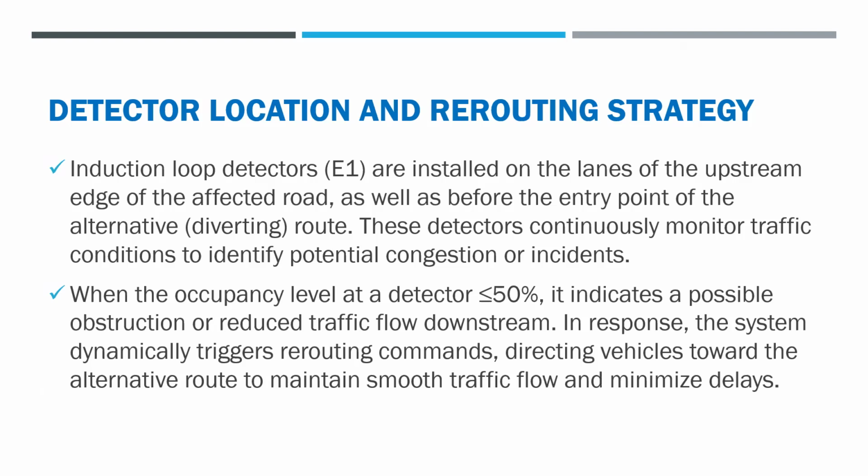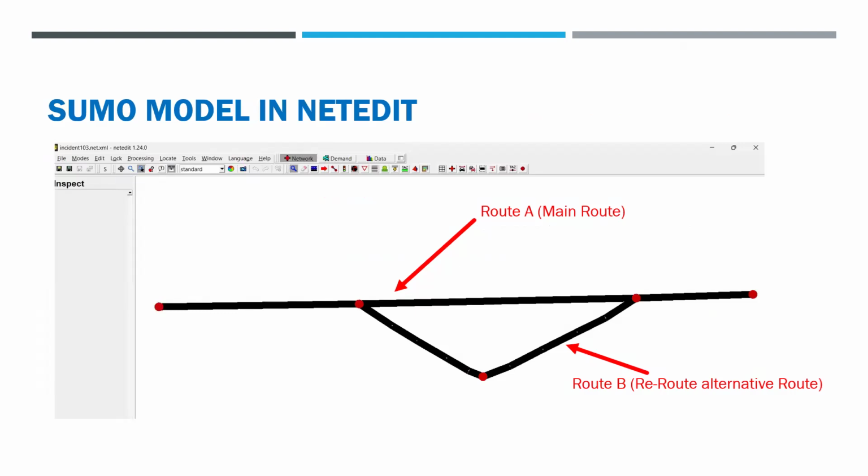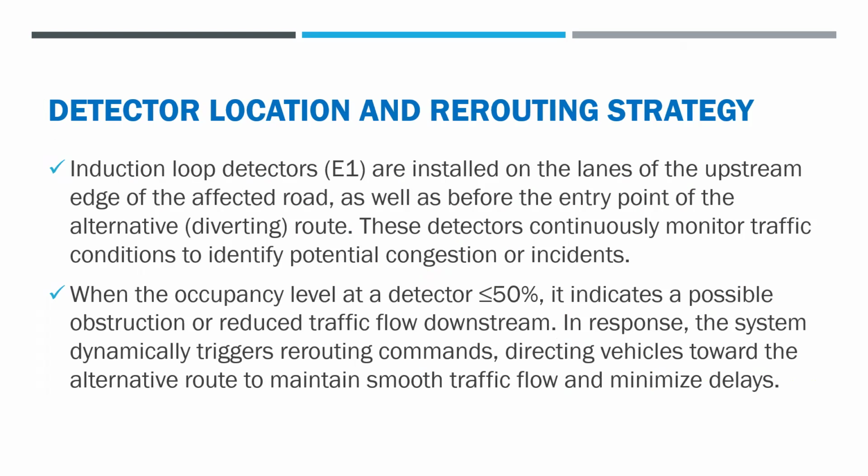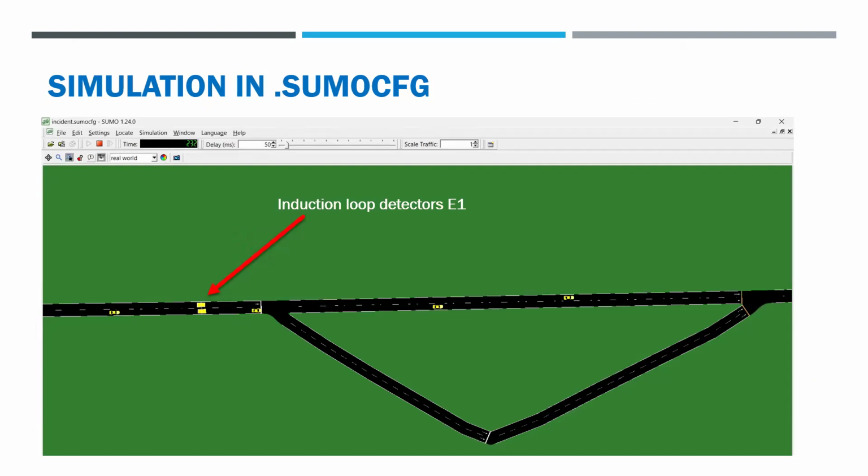The detectors continuously monitor traffic and detect congestion. The condition I use here is occupancy level. If the occupancy level at the detector rises beyond 50%, that predicts some obstruction and reduced traffic flow downstream. In response, the detector will dynamically trigger the rerouting command so that vehicles follow route B. We can see route B in that case, and it minimizes the delay.